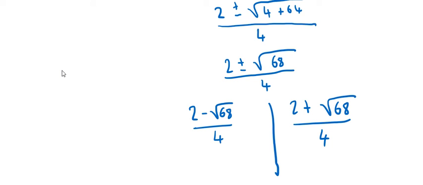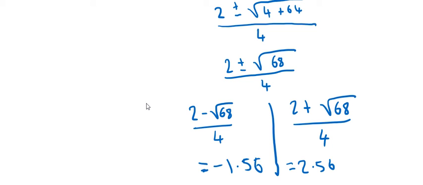So if you press the fraction button and press 2 and minus and square root 68 and then go down to the bottom and put in a 4, you should get minus 1.56, and that's rounding it off to 2 decimal places. And then if you go over to the other side and you do the same thing but you put in a plus this time, you should get 2.56, and that's rounded off to 2 decimal places as well.